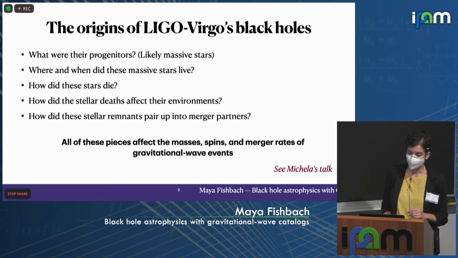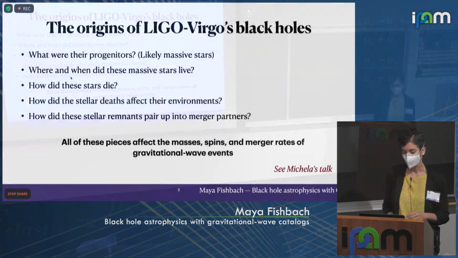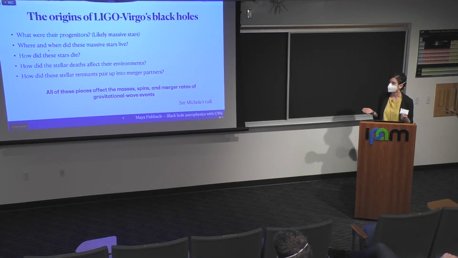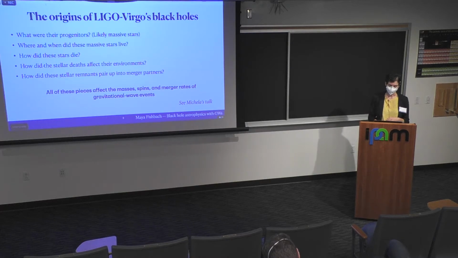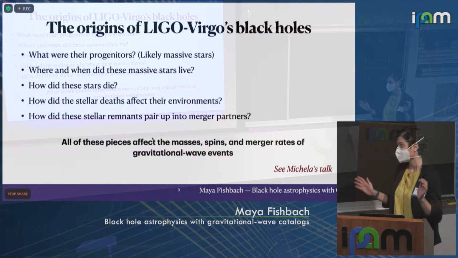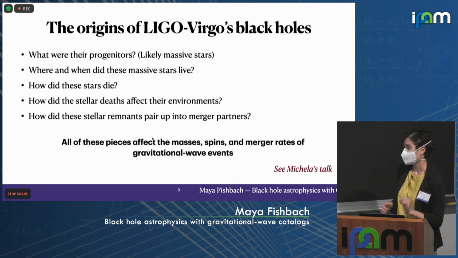And then if we learn what their progenitors are, we also learn where and when these massive stars lived, how they died, how these stellar deaths affected their environments, and then how these stellar remnants actually paired up into merger partners and became gravitational wave sources. All of these pieces of the story affect the masses, spins, and merger rates of gravitational wave events. So the idea is that if we can measure the population of masses, spins, redshifts, all of that, we can then go back and try to piece together these pieces of the puzzle.